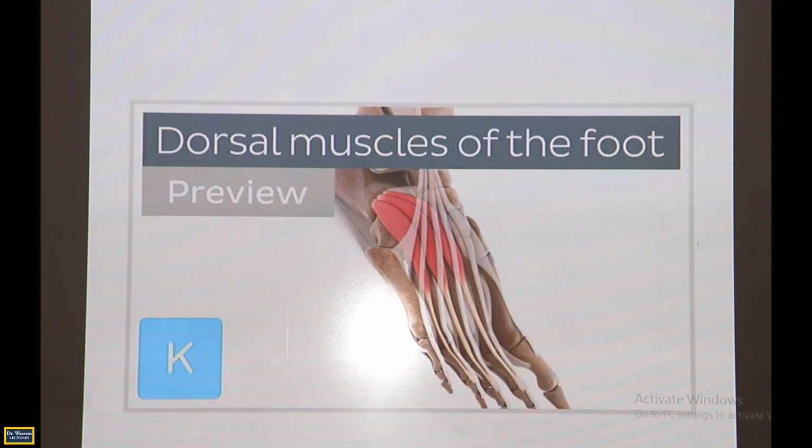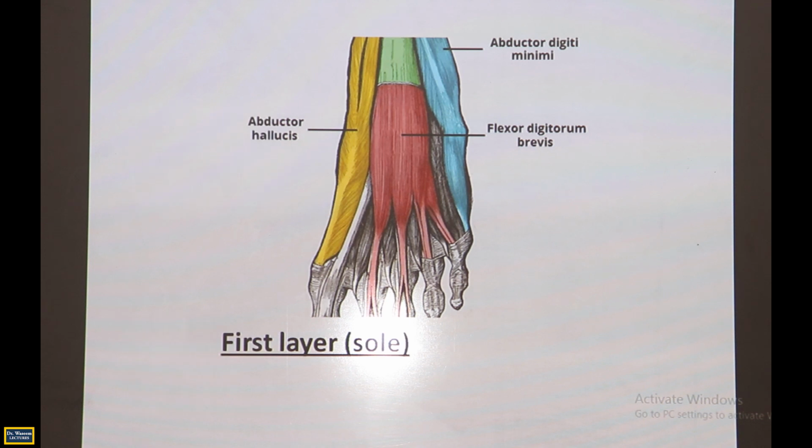And then we have the dorsum of the foot. The dorsum of the foot incidentally has just a single muscle. Dorsum does not have too many of them. You see this. So, the dorsal muscle of the foot, and then is the sole of the foot.